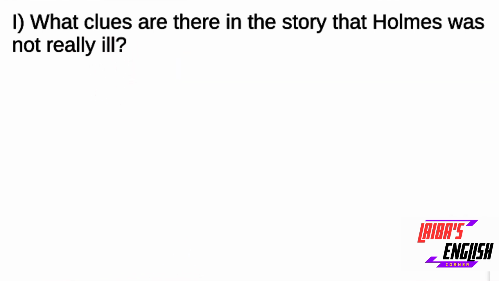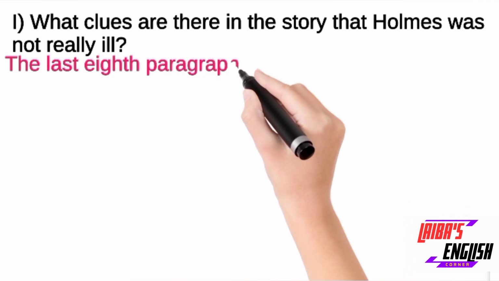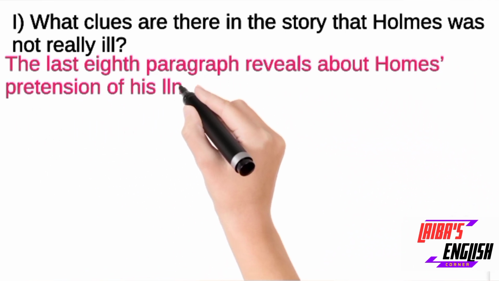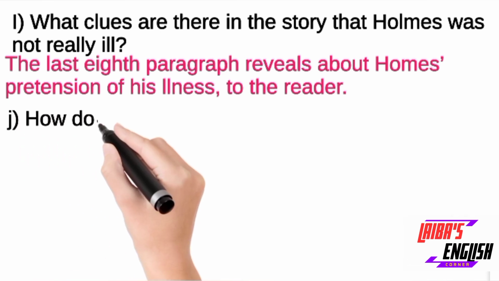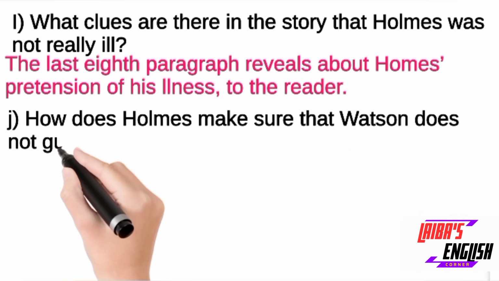Next question is, what clues are there in the story that Holmes was not really ill? The last 8 paragraphs reveal Holmes' pretensions of his illness to the reader. We know from the very start that he was not very ill because he was having a tiger spring to close the door. When Watson came over there, when Cleverton confesses, he immediately becomes very well. So the last 8 paragraphs reveal that Holmes was not very ill.